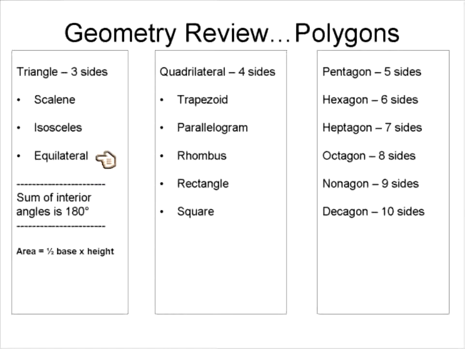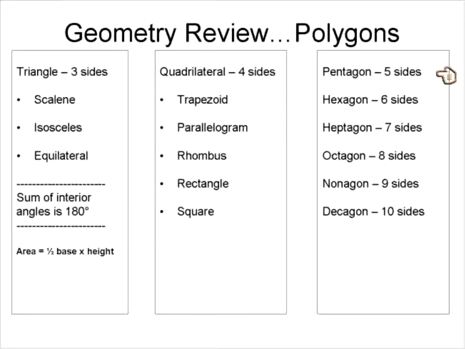What else do we know about triangles? Remember that if we add up all the interior angles of a triangle, they add up to 180 degrees. And the area of a triangle is the base times the height divided by 2, or 1/2 base times height. Let's look at a quadrilateral. A quadrilateral is a 4-sided figure. These are all different types of quadrilaterals. We're most familiar with square, rectangle, parallelogram, rhombus, and trapezoid.